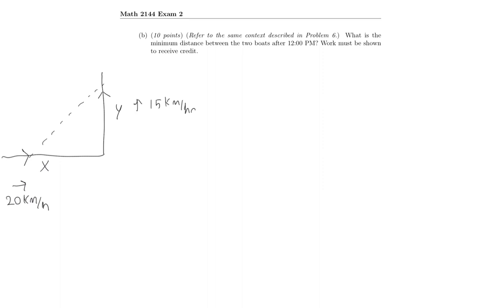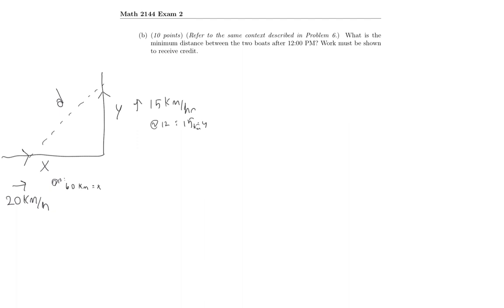Okay, so for this problem, I wanted to kind of draw our picture again. It says: refer to the same context in problem 6. What is the minimum distance between the boats after 12 p.m.? So first, let's think about where these are at 12 p.m. From the previous one, we are given that this one is 60 kilometers, which I'm not going to plug in yet. I'm just noting that. And this one says it left at 11 a.m., so this is going to be at 12. This one is going to be 15 kilometers. And that's going to be our y. That would be our x kilometers.